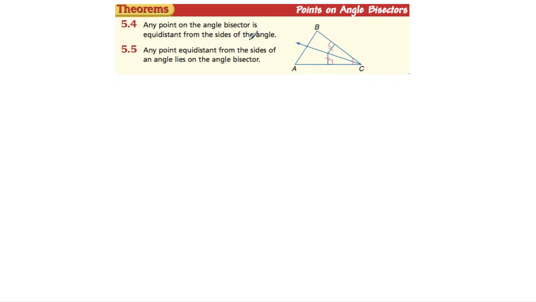Now any point equidistant from the sides is going to be on the angle bisector. So again, just like before, we have just a different way of looking at it. If I have some point floating around, and I know it's the same distance away from two sides of a triangle, then I know that's going to be on the angle bisector.